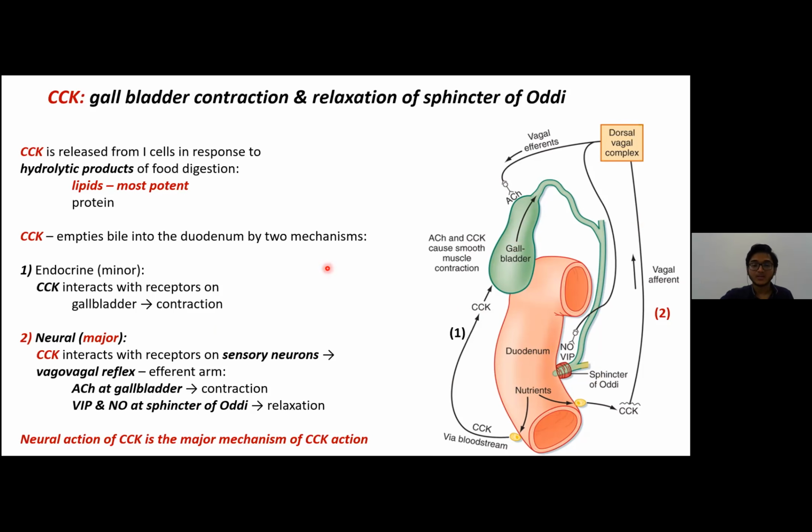Okay, so why is it relaxed? Because the sphincter is basically preventing the bile. The bile is stored here. Okay, see the laser? The bile is stored here. It needs to come into the duodenum. But there's a sphincter here which is closed. You need to relax it. Okay, you relax it by nitric oxide and VIP.